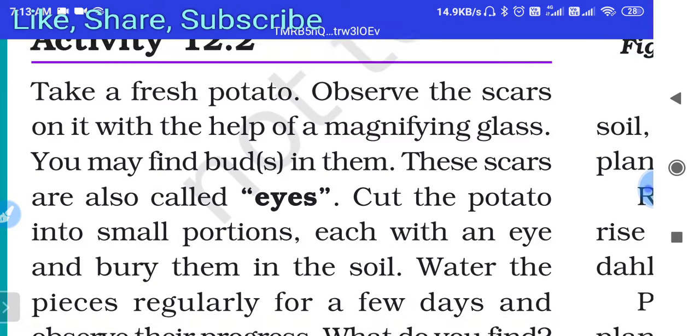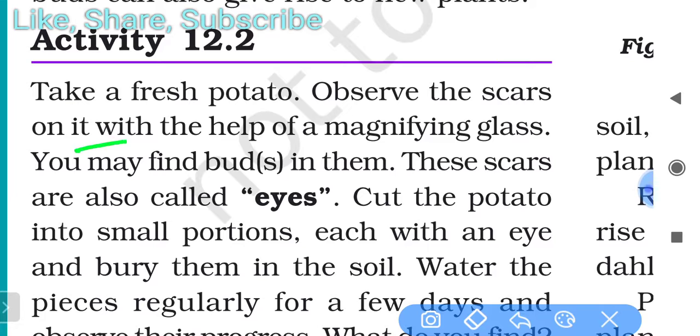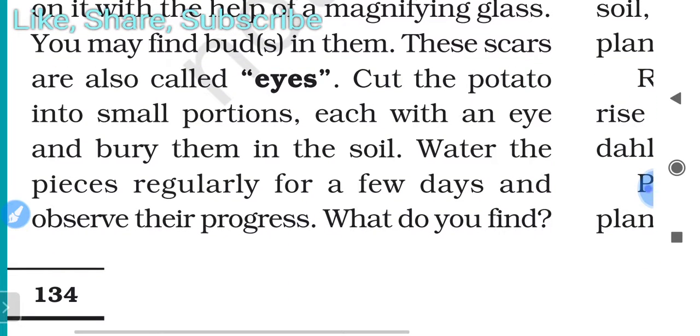You have to take a fresh potato and observe the scars on it with the help of a magnifying glass. Or you can see them easily if you take a very old potato. You may find buds in the stem. These scars are called eyes. Cut the potato into small portions, each with an eye, and bury them in the soil. Water the pieces regularly for a few days and observe their progress.